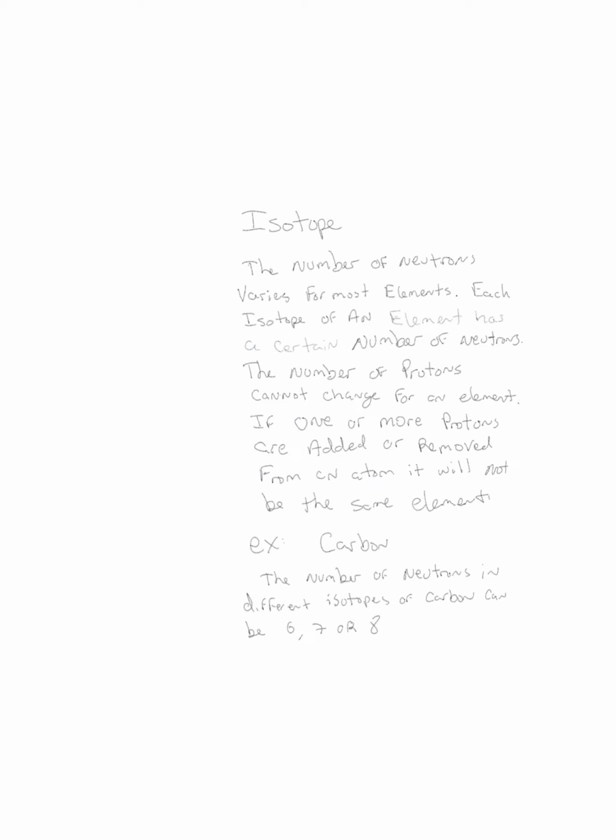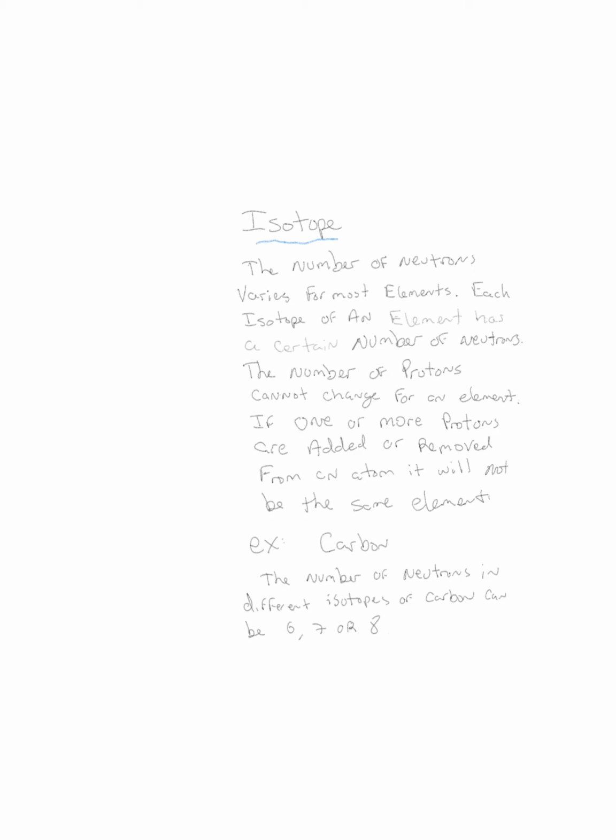Okay, so if you look at atoms of an element, they can form isotopes. And what an isotope is, if you look at any element, the number of neutrons may vary from one atom of that element to another. And the neutrons are the only thing that varies. If you change the number of protons, it's no longer the same element.